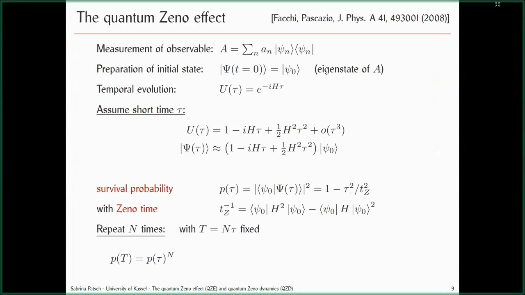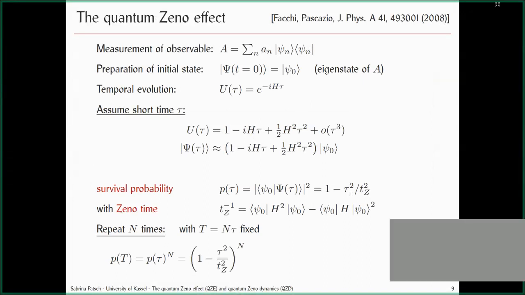Now we can repeat that. We measured our system after some finite time tau, and then we repeat this n times. So the total time is given by the capital T, which is equal to n times tau. Then we can write P of capital T as equal to the survival probability for this small time interval to the power of n.